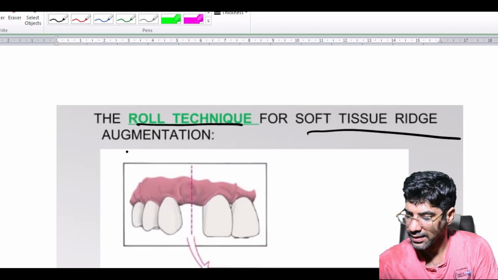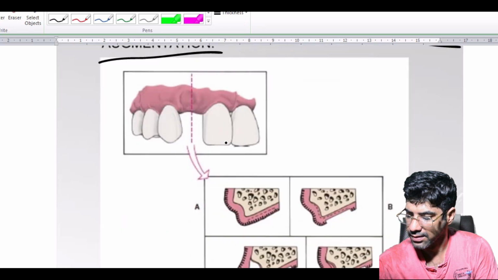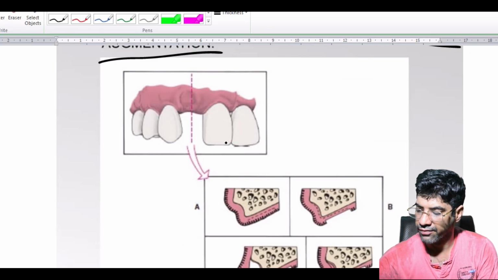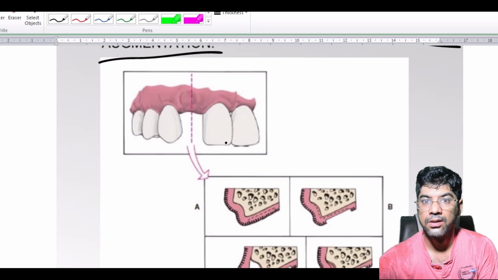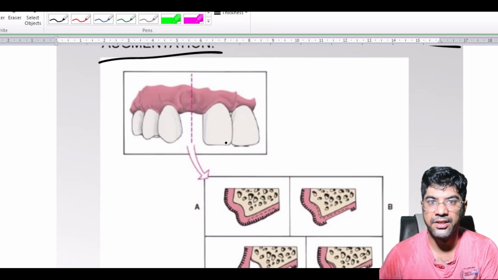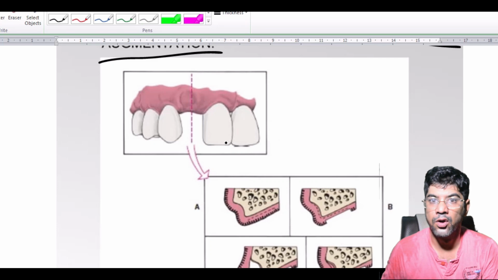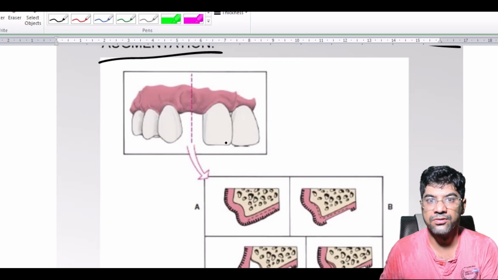The other is the roll technique. So this one is the roll technique for soft tissue ridge augmentation. The roll technique is a surgical procedure used to augment the soft tissue in an area where there has been loss of alveolar ridge contour. It is indicated in class 1 ridge defect where there is loss of buccolingual width with normal ridge height, especially in the anterior maxilla where soft tissue aesthetics are important.